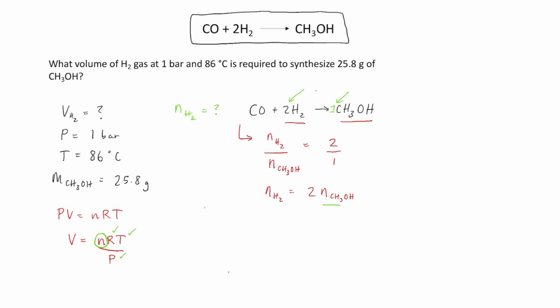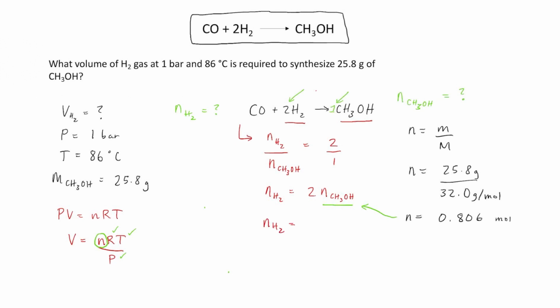Now this tells us that we need to find the number of moles of methanol. How do we do that? Well, this is the equation for the number of moles. We know the mass of methanol is 25.8 grams, and we can calculate methanol's molecular weight, which would be 32 grams per mole, and we find that the number of moles of methanol is about 0.806. And now we can solve for the number of moles of hydrogen gas. It would just be 2 times the number of moles of methanol. So we find that the number of moles of hydrogen gas is about 1.61.